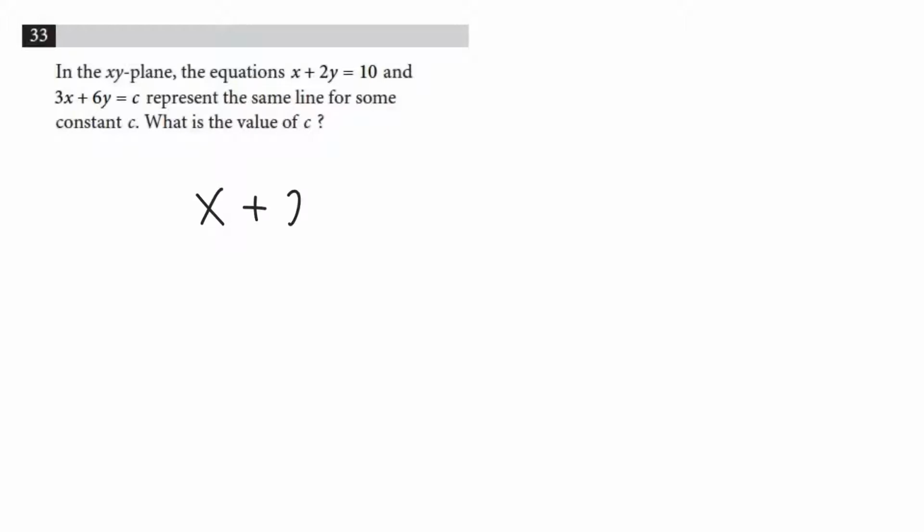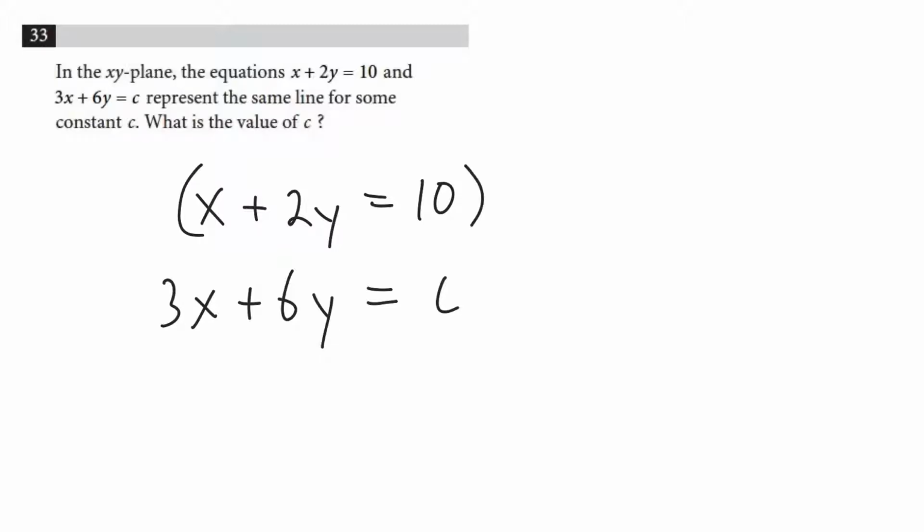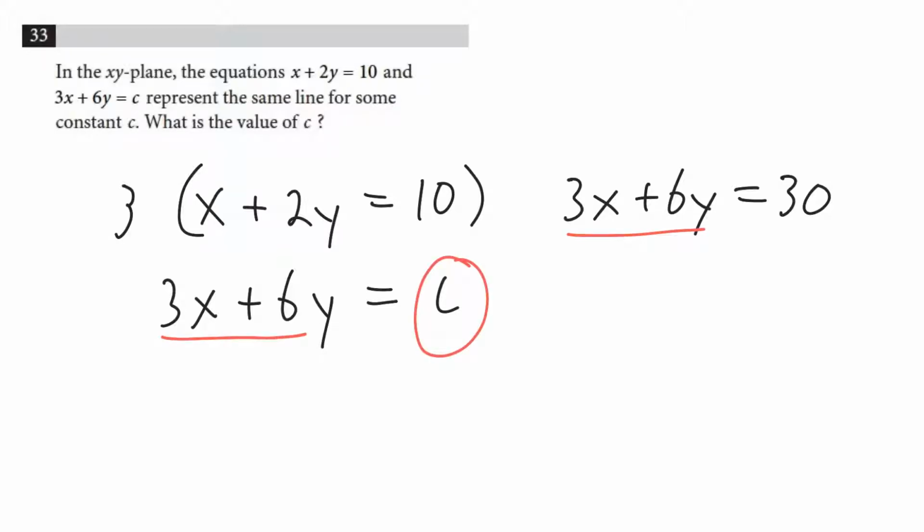But 3x plus 6y equals c. I can see that if I multiply this first equation by 3, well, then I would get 3x plus 6y equals 30. Okay, well, 30, so the left sides are now the same, therefore c must be 30.